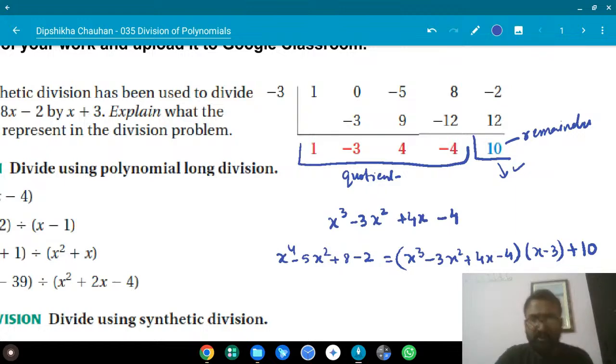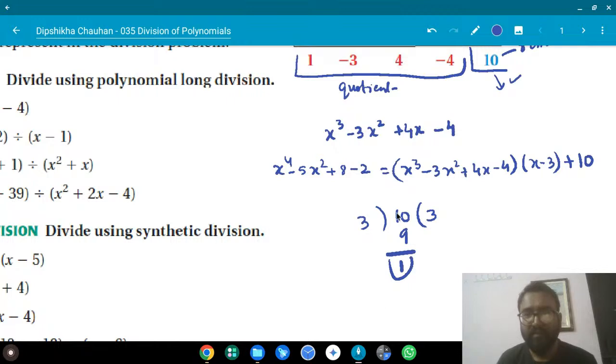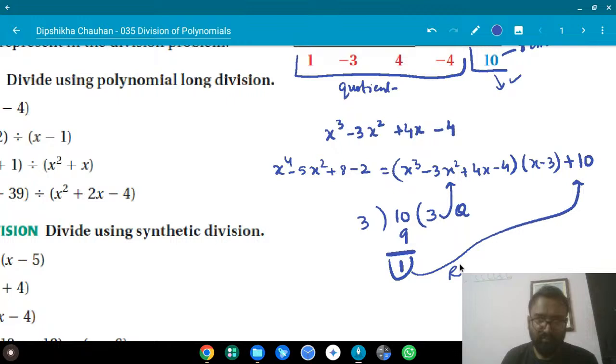So in general, for example, we have 10 as a number and 3 as another number. 3 goes into 10 three times, which is 9, and the remainder will be 1. So this is the quotient, we call it Q, and this remainder is called R. So this is a division.